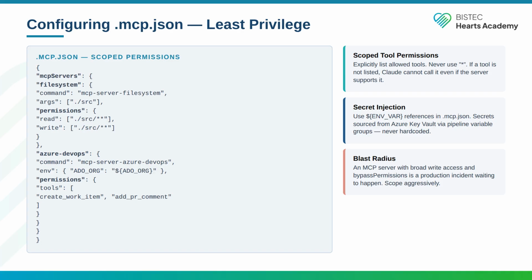By passing src as the only argument, you constrain read and write access to the source directory. The permissions block then explicitly names the allowed paths as src. Two layers of restriction, both necessary.